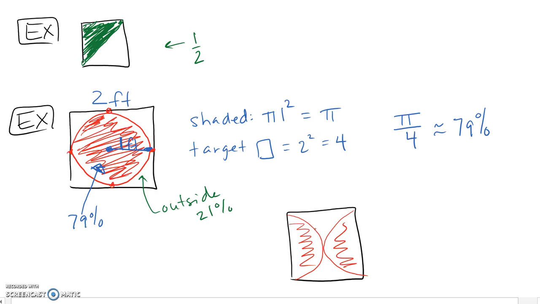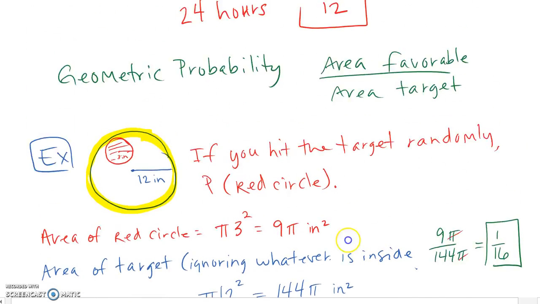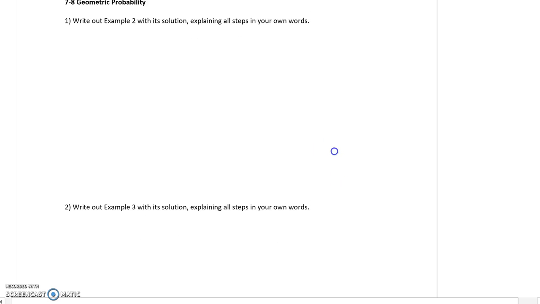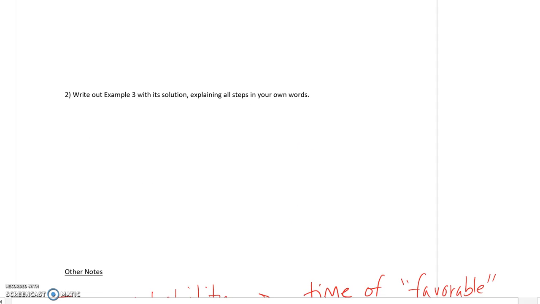Anyway, based on this, see if you can work through those examples. Do the required parts of the notes, which are up here. Example 2 and example 3. Example 2 is really easy. Example 3 is a pretty tough example, but I think you should be able to walk through it based on what we talked about.